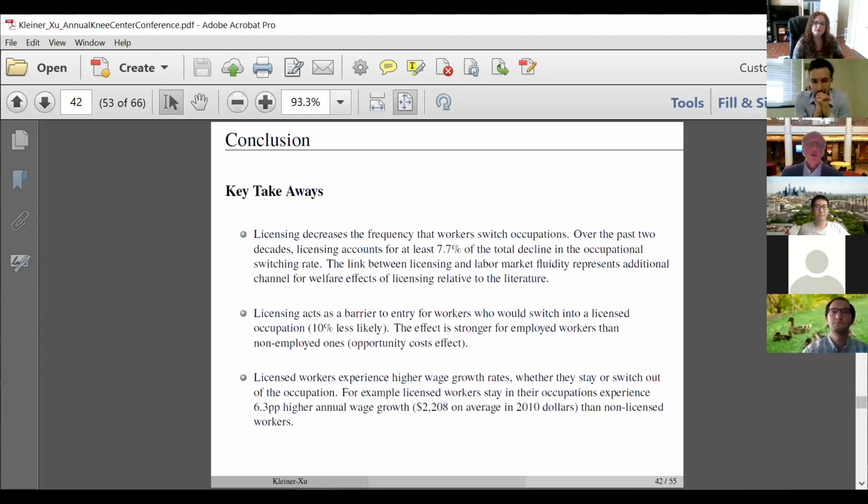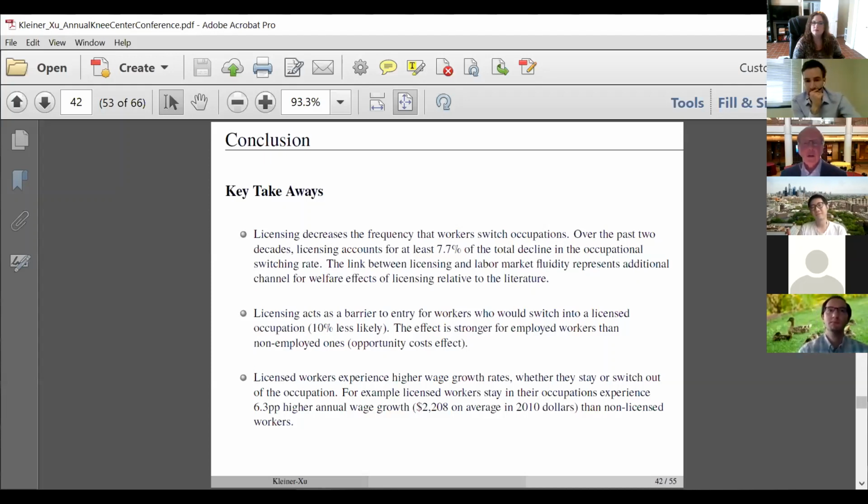Licensed workers also experience higher wage growth, whether they stay in or switch out of a particular occupation. So getting a license helps you whether you are in the occupation or whether you switch out of the occupation. For licensed workers who stay in their occupations, they experience a little over 6 percentage points higher wages, or about $2,200 on average per year, than non-licensed workers.